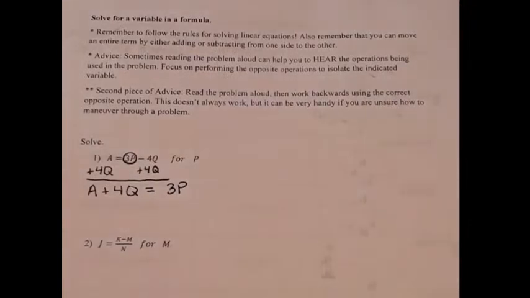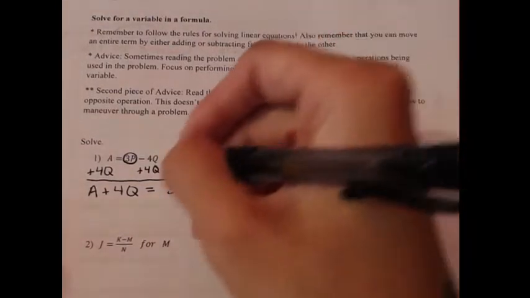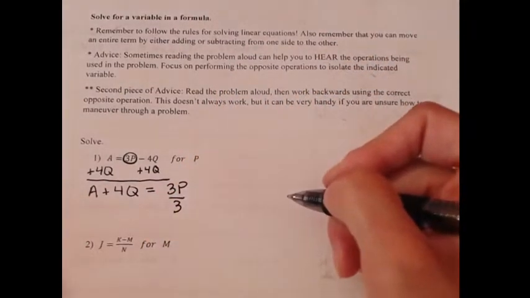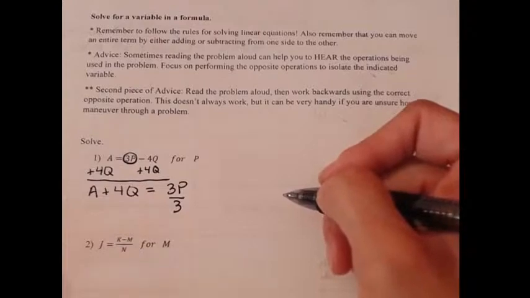Notice that by moving that negative 4q, by adding it to both sides, I've now isolated the term 3p. At this point, we know that 3 is connected to p by multiplication. This says 3 times p, so we're going to divide. What I'd like you all to get into the habit of doing is writing your answer in one of two ways. Here's the first way.